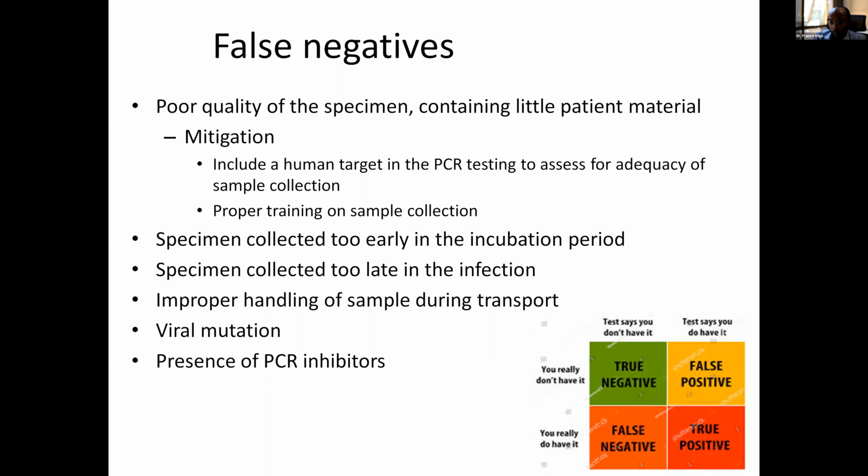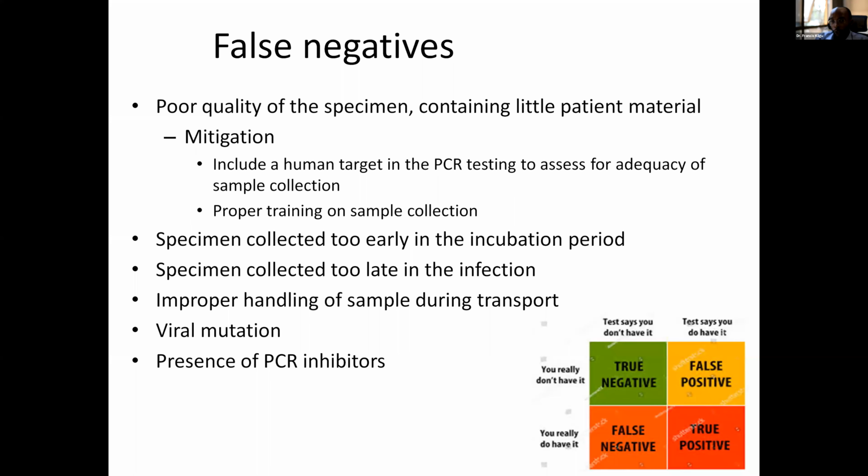Sometimes the PCR can be configured in such a way that it has a human target within the testing algorithm, so that if the sample does not have adequate human material, then that sample will register as being inadequate for testing. We talked about samples that are collected too early in the incubation period and specimens that are also collected too late in the infection. Samples that are improperly handled during transport, for example, being transported while not refrigerated, can also generate false negative results.